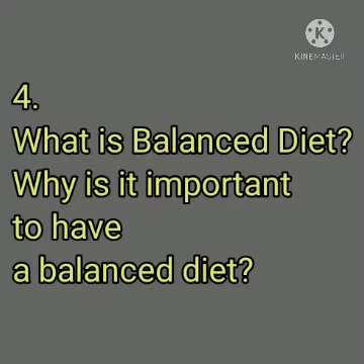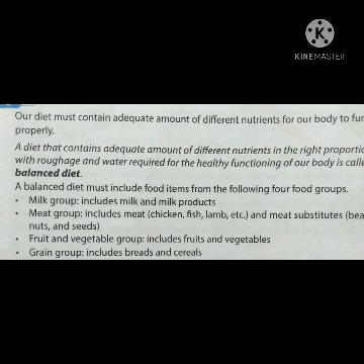4. What is balanced diet? Why is it important to have a balanced diet? A balanced diet is that diet that contains adequate amount of different nutrient food in the right proportions along with roughage and water. It must include the milk group like the milk and milk products, meat group like the meat, chicken, fish, lamb, or meat substitutes like beans, peas, nuts, and seeds. It must contain fruit and vegetables. It must contain grain groups like breads and cereals. Balanced diet containing adequate amount of different nutrients is so important for our body to function properly and healthily.